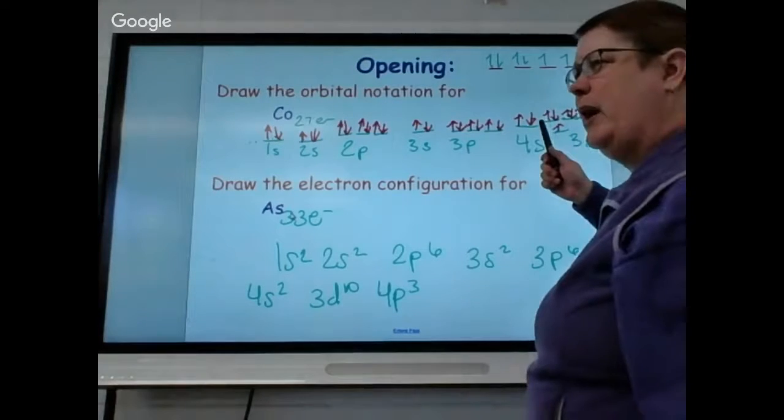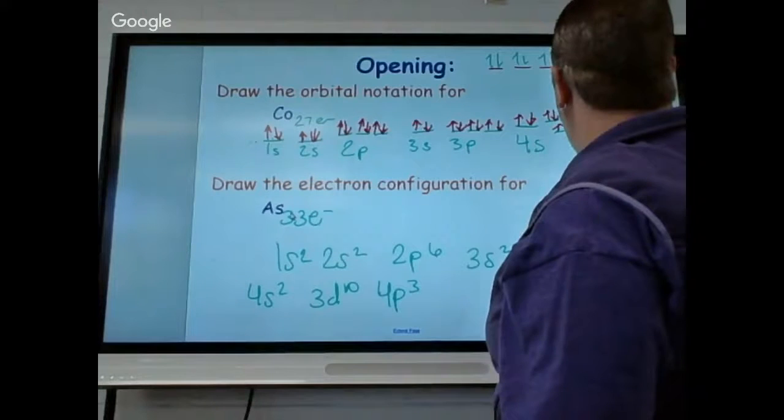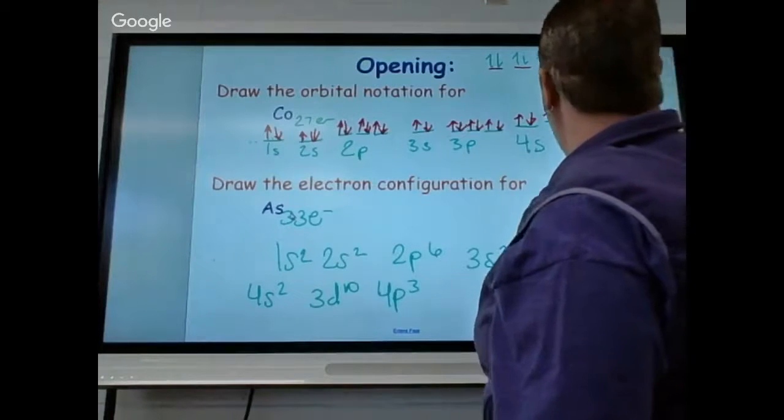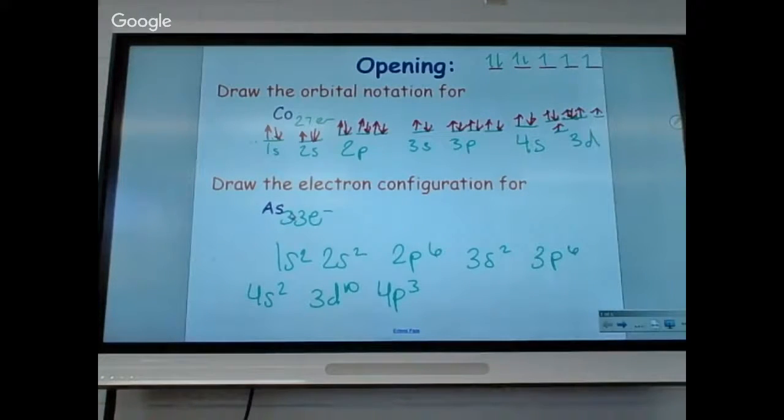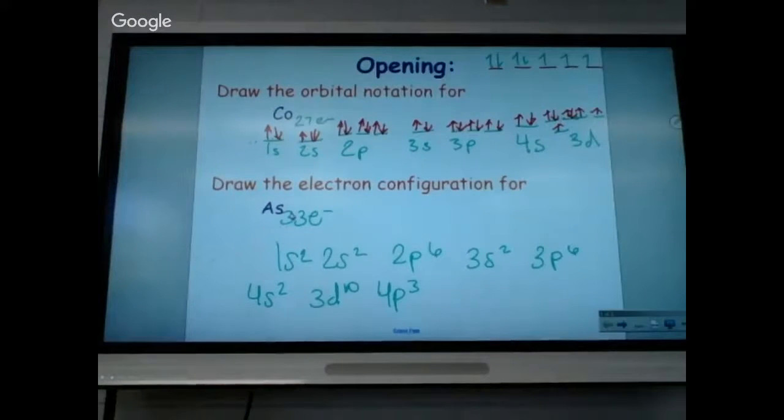Is it 27 or 28? 27. And he's got 1, 2, no, that's on 4S. Okay. So he's got 7 arrows like that. Which is a little hard to see the way he's got 2 lines of 3D on that last orbital notation. Questions about cobalt?